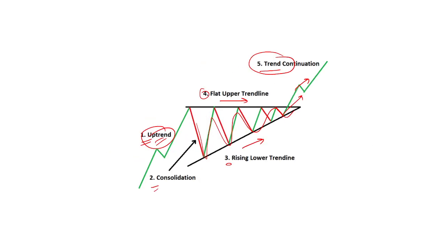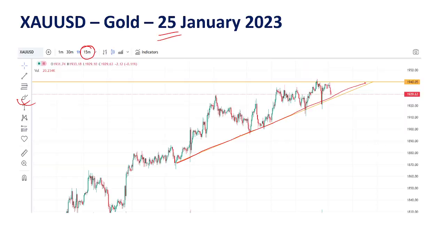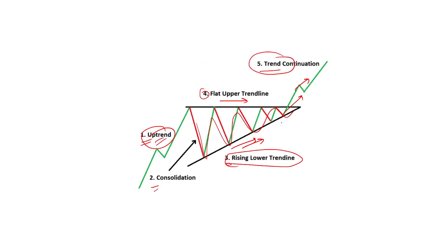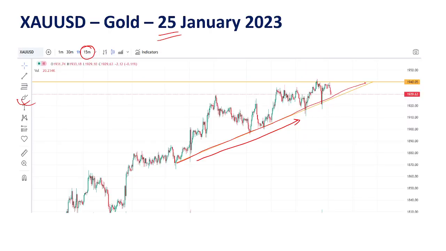Is it something we have studied, right? See, rising lower trend line. Let us compare here. Gold is in the rising lower trend line. Second, what have we learned? Flat upper trend line. Let us compare. Gold is in the flat upper trend line. So both our conditions are satisfied. First condition, rising lower trend line. Second, flat upper trend line. Now it has satisfied both the conditions of the ascending triangle pattern.